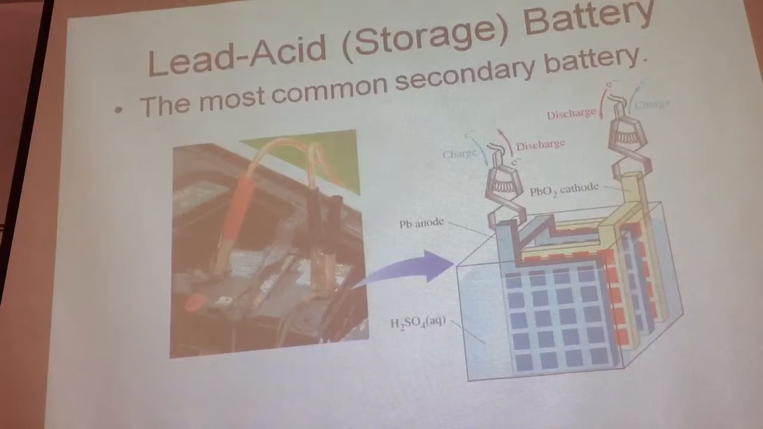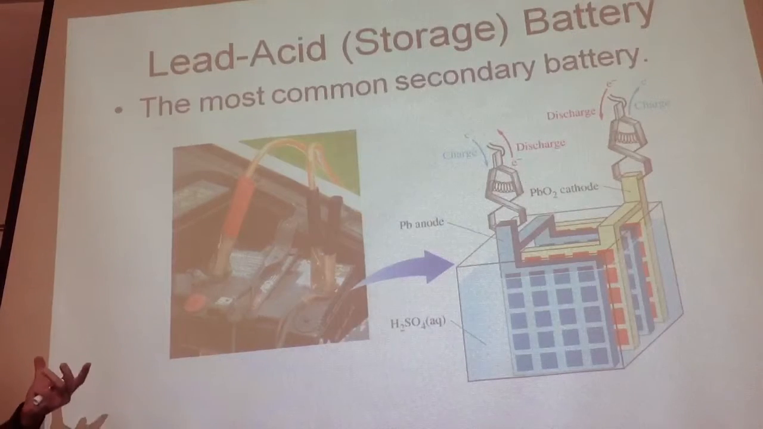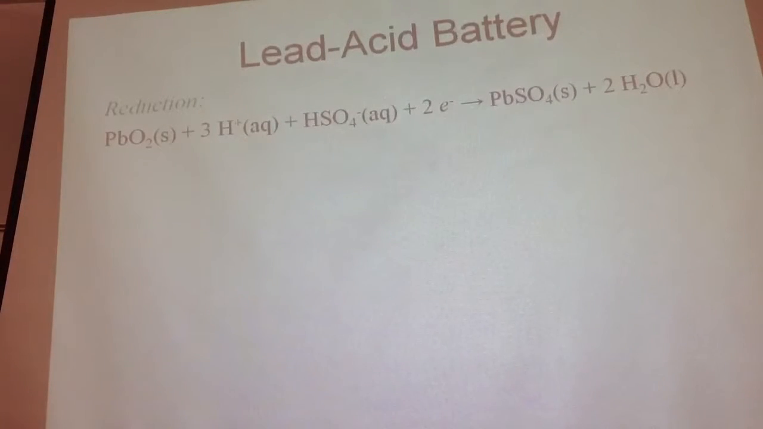And here's the one that you use all the time. This is your lead acid storage battery in your car. One of the plates is lead, the other is lead dioxide, and he shows you charging and recharging. You have sulfuric acid inside your battery case. There's the reduction half reaction with the lead dioxide going to lead sulfate. And that's the sulfuric acid in there. He didn't put SO4 2- or whatever, he put HSO4-, the principal species.